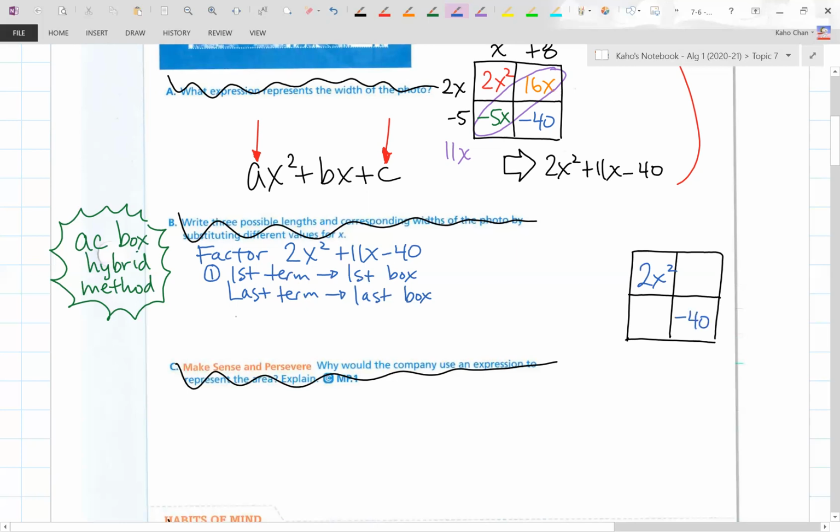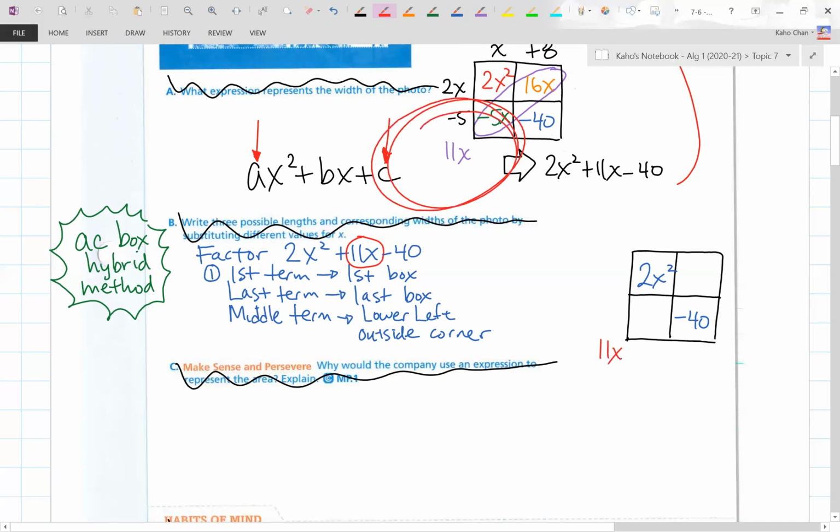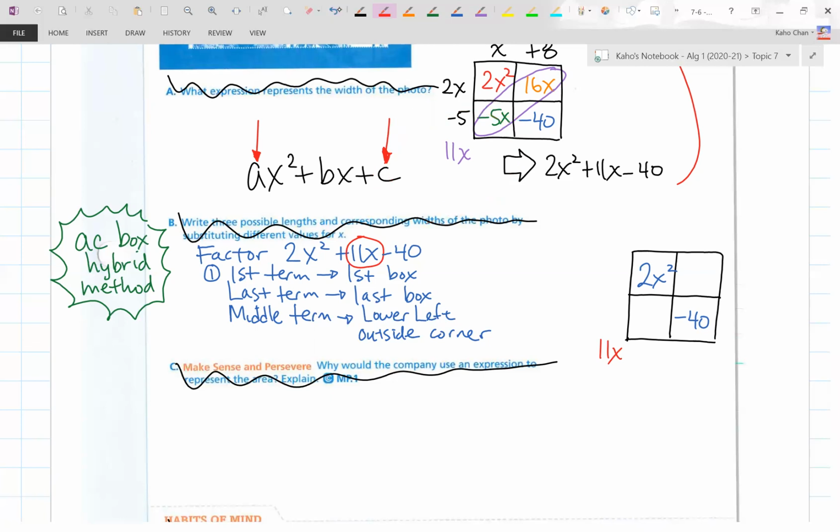The middle term, you want to put in the lower left outside corner. Sound familiar? So the middle term in this case is 11x. I'm going to put the 11x right here. You guys recognize the 11x right there? Okay. Eventually, that diagonal that gave you 11x, negative 5x and 16x will give you that sum. Okay. That's step 1. Great. Step 2. Multiply the first and the last terms.